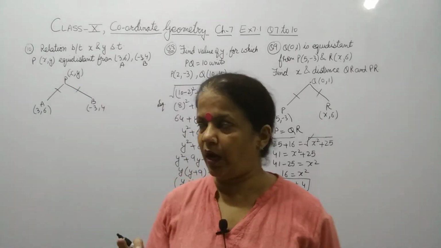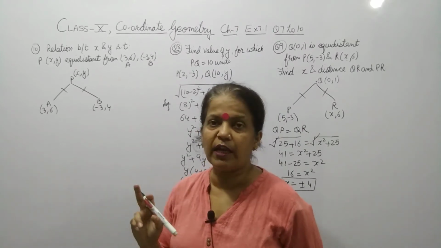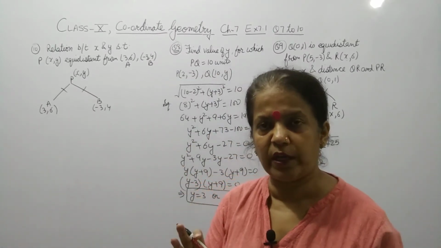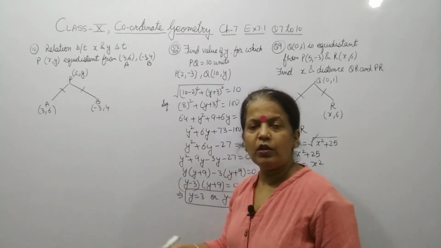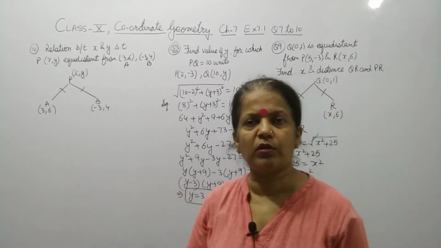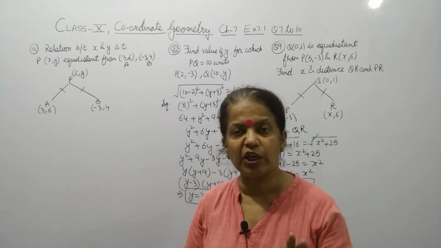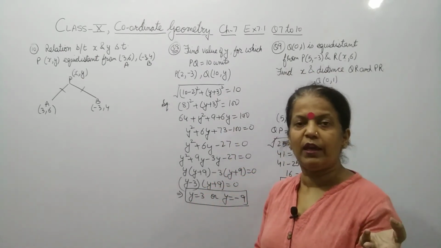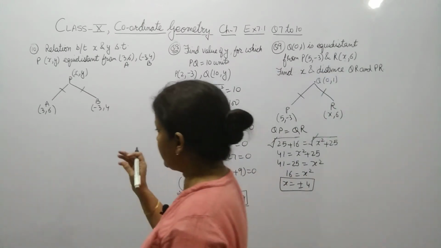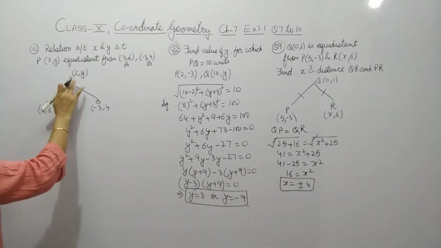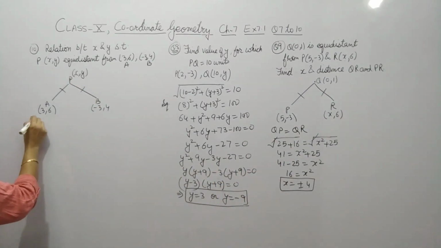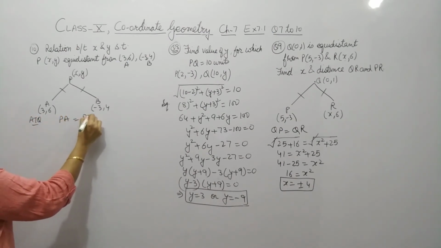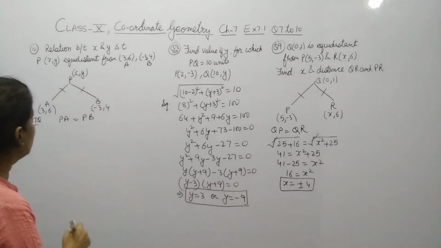Now what is asked in the question here? Find the relation between x and y. Since there are two variables x and y, we cannot find out the value of x, y. Here we have to find the relation. Relation means you have to find one equation here. So let's go for the question. According to the question, PA equal PB. Okay. So equidistant.